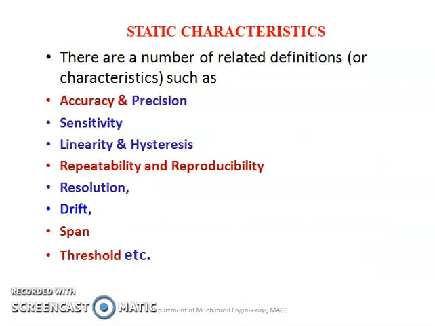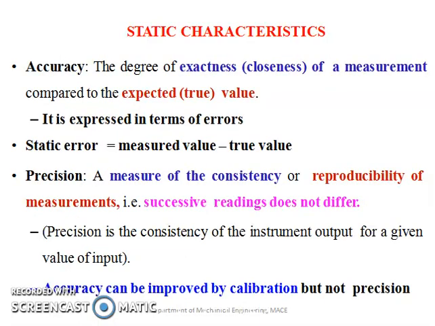The main static characteristics of a measuring instrument are accuracy and precision, sensitivity, linearity and hysteresis, repeatability and reproducibility, resolution, drift, span, threshold, etc. We'll see one by one. First static characteristic is accuracy and precision.